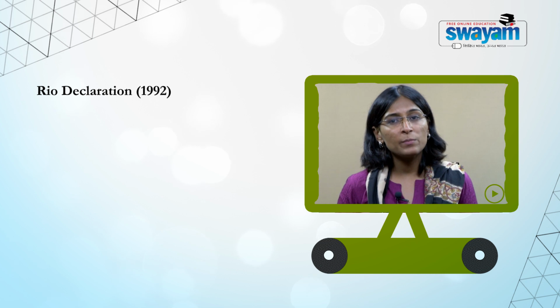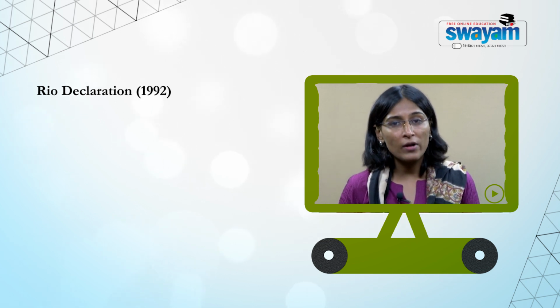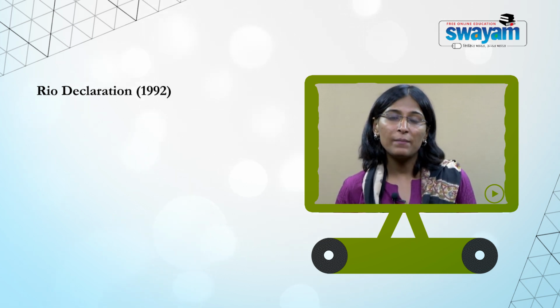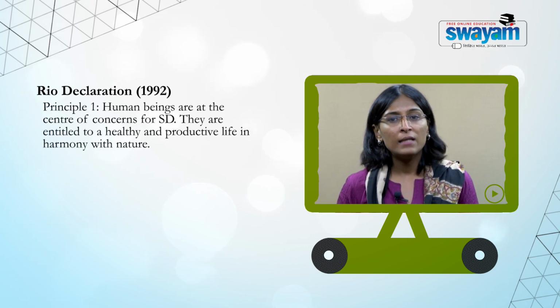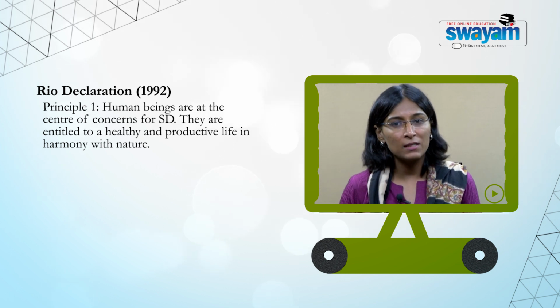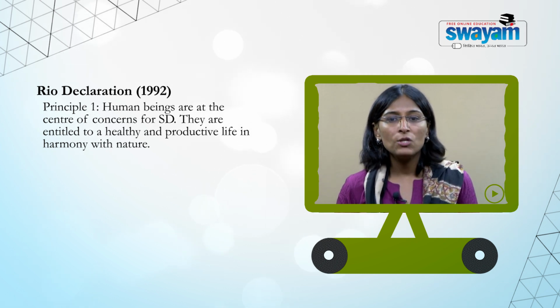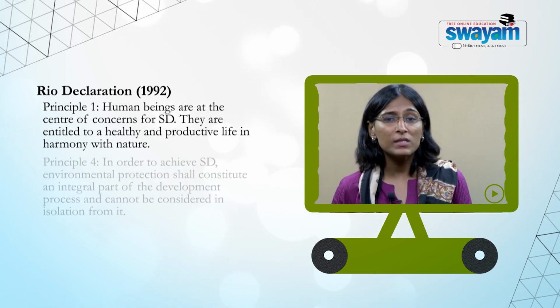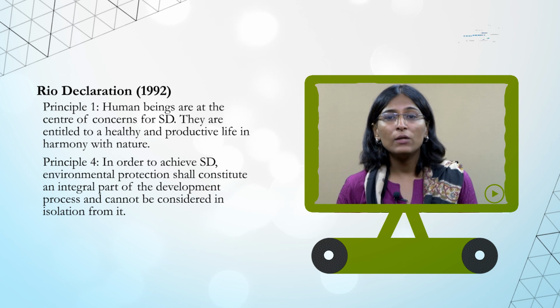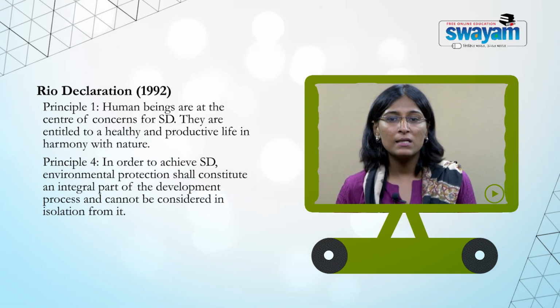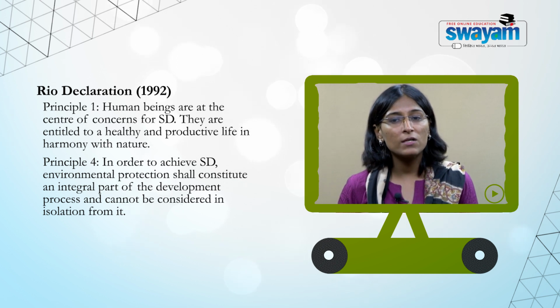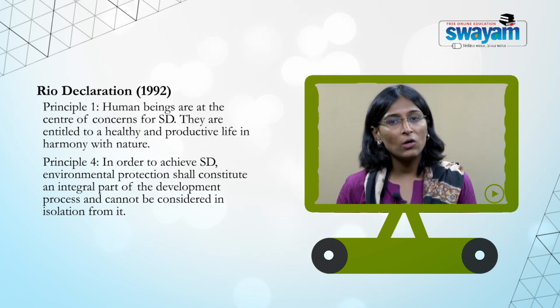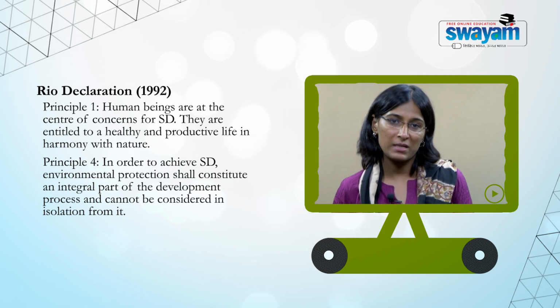A number of principles of the Rio Declaration reference this idea. For example, Principle 1, which states that human beings are at the center of concerns for sustainable development and that they are entitled to a healthy and productive life in harmony with nature. Principle 4, which states that in order to achieve sustainable development, environmental protection shall constitute an integral part of the development process and cannot be considered in isolation from it.